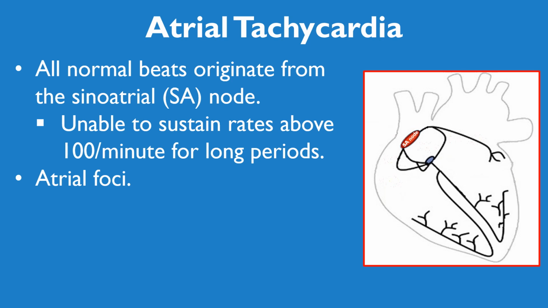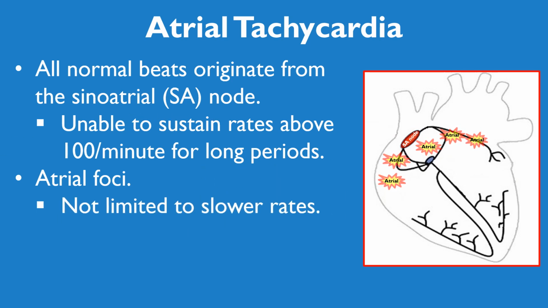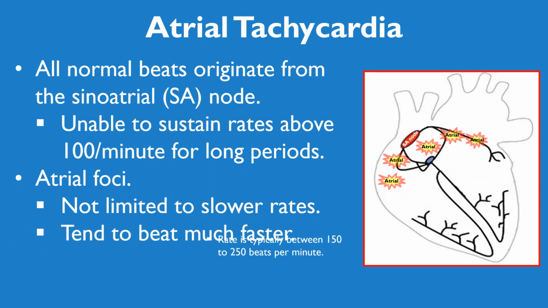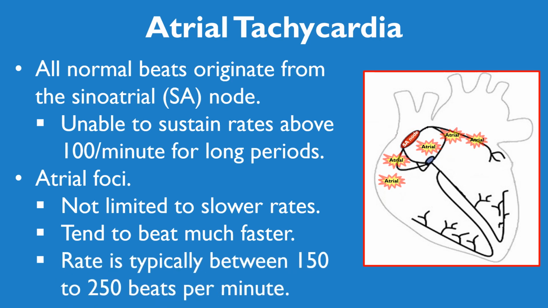Whereas atrial foci don't typically tend to have those limitations. Atrial foci will tend to beat much faster, and they aren't limited to that slower ventricular rate. So as a byproduct of that, when we look at a tachycardia that's originating from an atrial focus, it's typically going to beat somewhere between 150 to 250 beats per minute. But on certain occasions, it can actually beat faster than that.